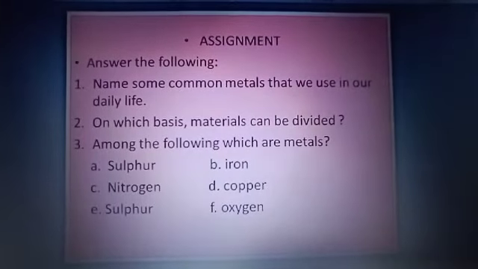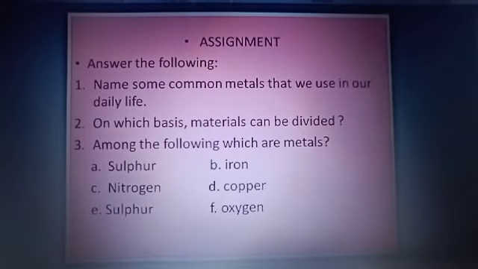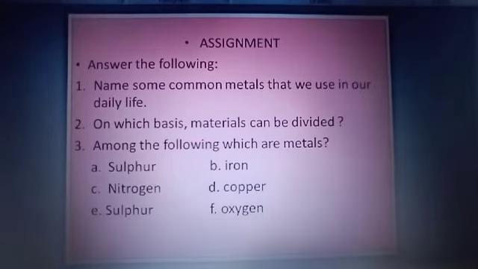I'll give you some assignments to do here. This is question answer type. Name some common metals that we use in our daily life.